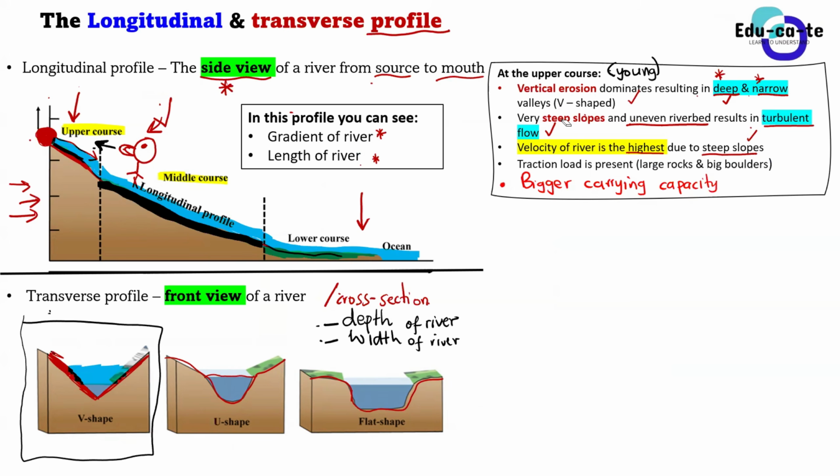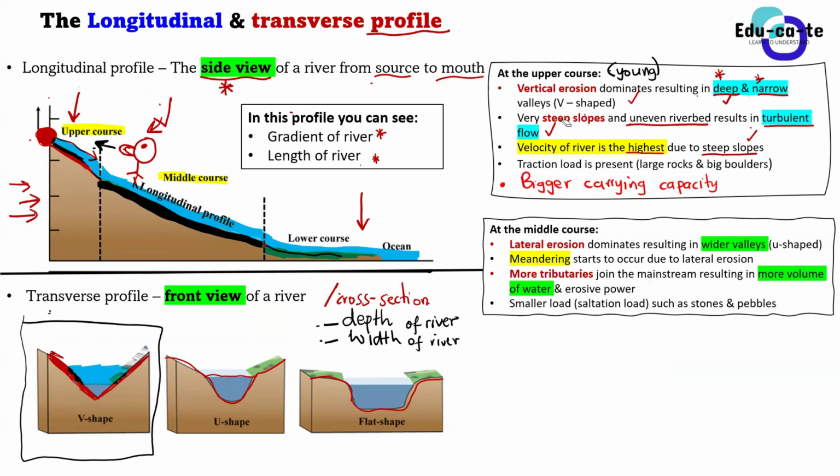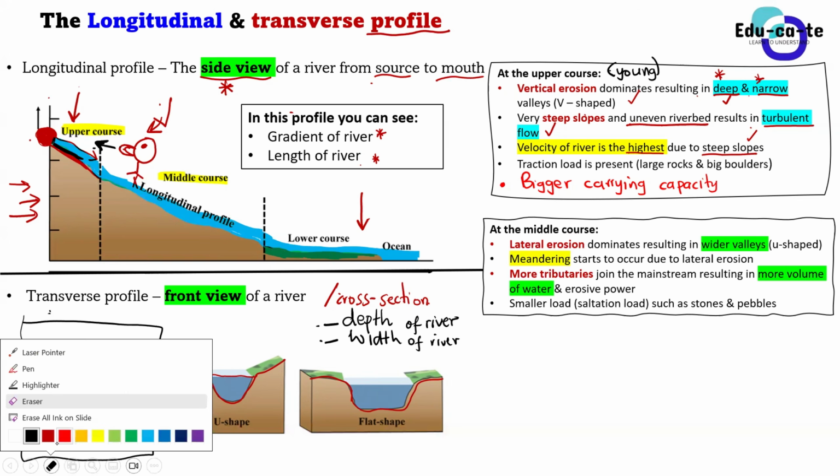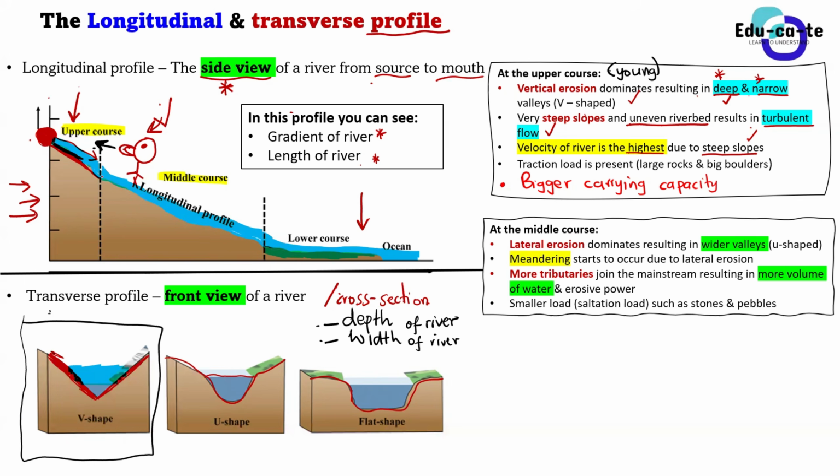All right, so now we are moving to the middle course. Your river has flowed through the upper course. Now your river is in its middle course. The middle course is like middle age, right? Your river has come from that higher place, which is the upper course, and it is now flowing down here at this particular area. Now you can see, guys, what's happening here. Let's look at the characteristics.